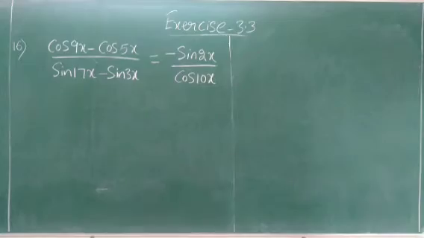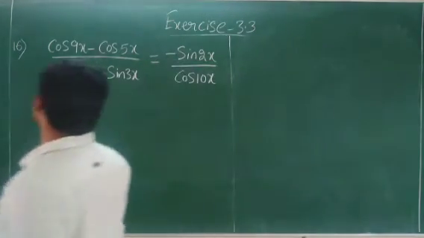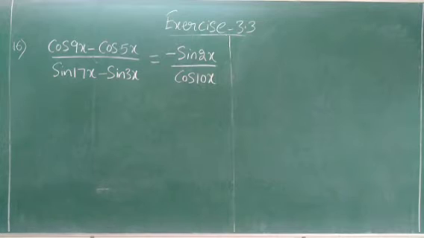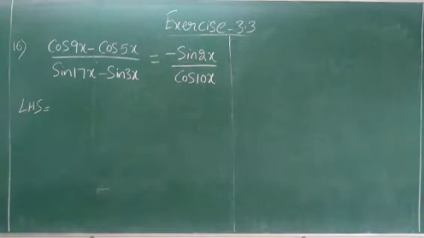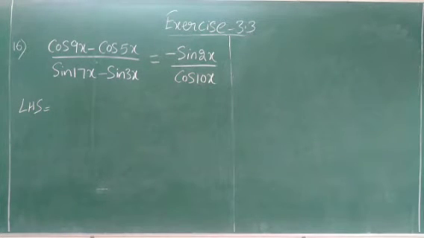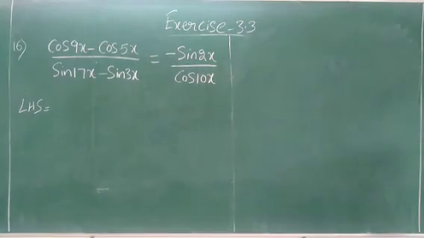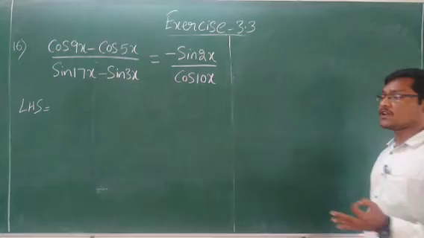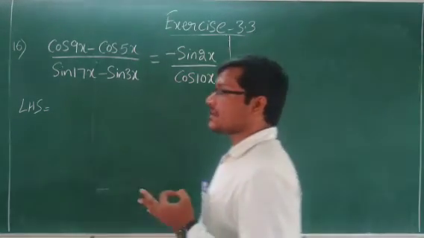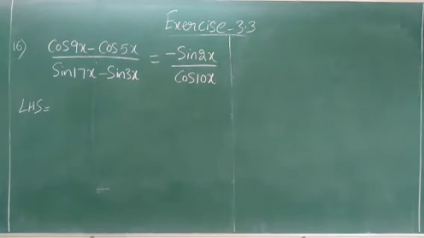So your next question: (cos x minus cos 9x) or rather cos 9x minus cos 1x by sin 17x minus sin 3x. So again take LHS. The same formulas we are using again and again in each and every problem. The 4 formulas, as I said, which are very important: cos x plus cos y, cos x minus cos y, sin x plus sin y, sin x minus sin y. Transformation of angles. So we need to be very thorough with these formulas.